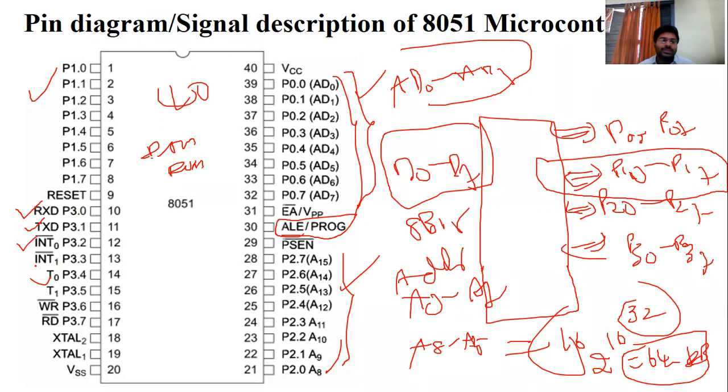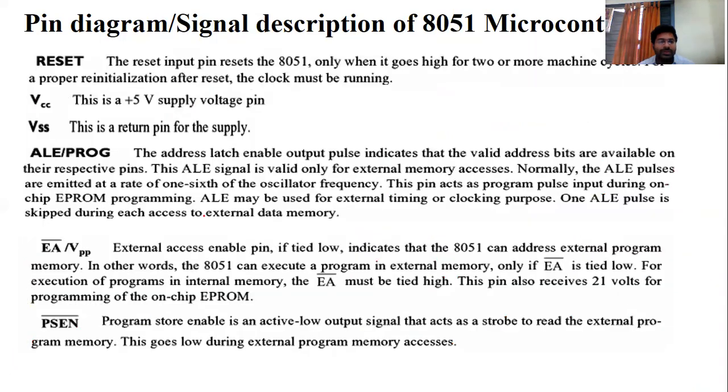Then interrupt 0, interrupt 1. Then timer 0, timer 1 lines. Then you know the write operation, read operation. These are the clock. Very easy to remember this. You can see this very quickly.